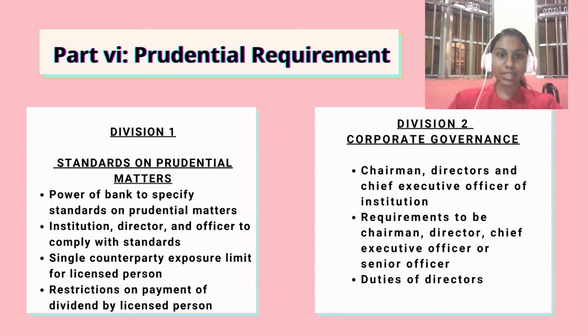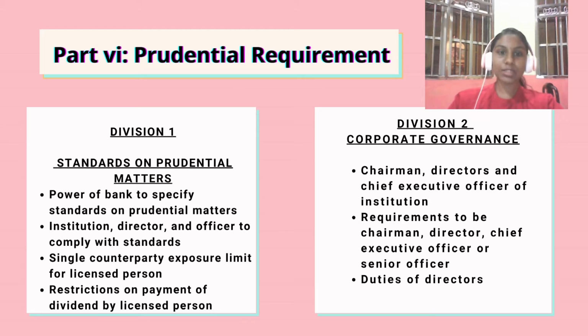Last but not least is the restriction on payment of dividends by licensed persons. When a licensed person applies for approval in respect of the proposed amount of dividend to be declared, the bank shall consider the licensed person's existing and future financial condition, including the ability to pay the dividend, in determining whether or not to grant approval of the proposed amount or to propose a reduced amount of dividend payment.